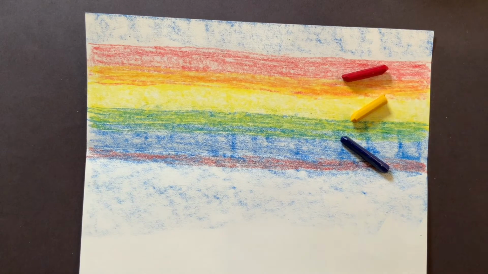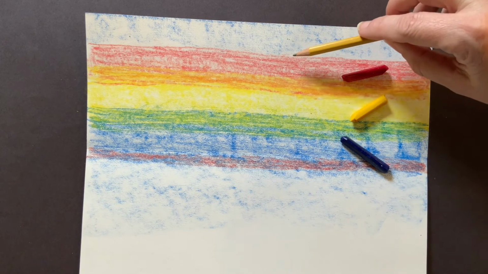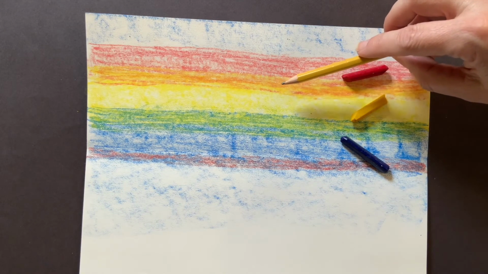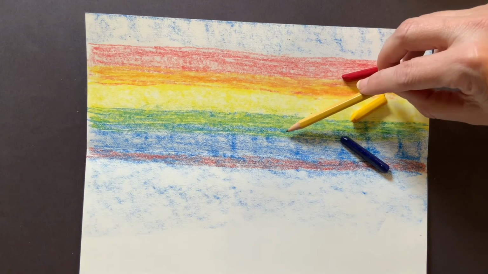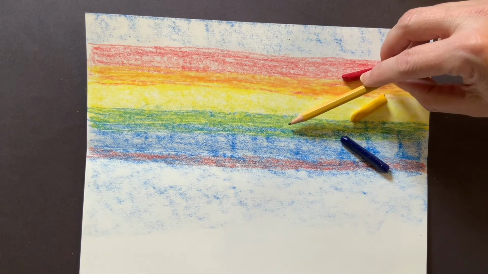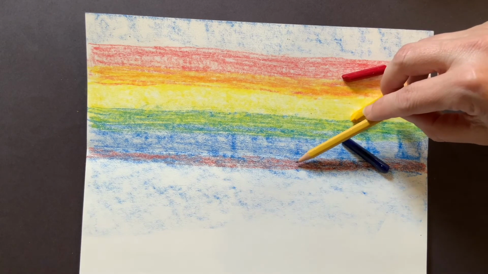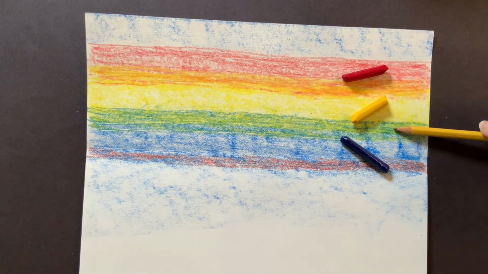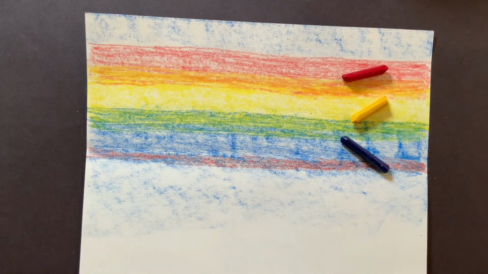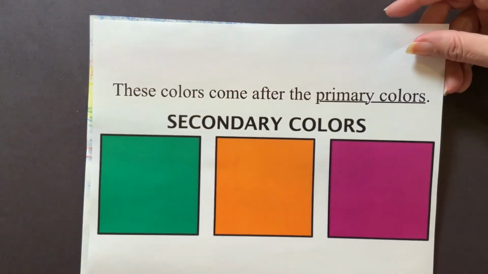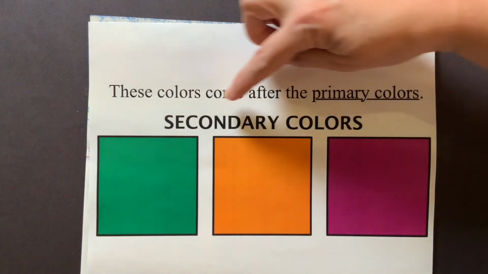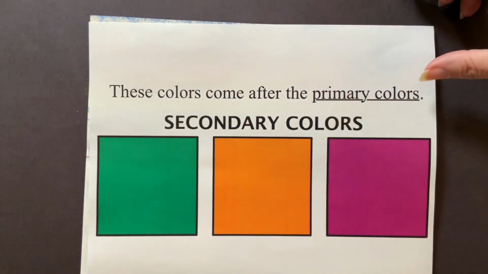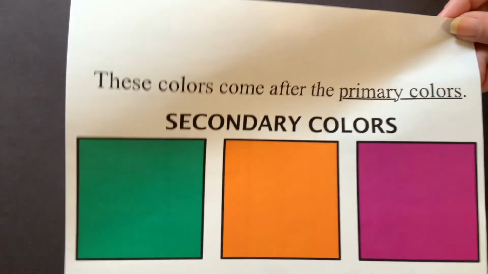Now, we created a few other colors. When red and yellow crossed and blended together, it made orange. When yellow and blue crossed, it made green. And when blue and red crossed, it made purple. So we have orange, green, and purple. They come after the primary colors, after our first colors. So they're second. They are secondary colors. They come second.